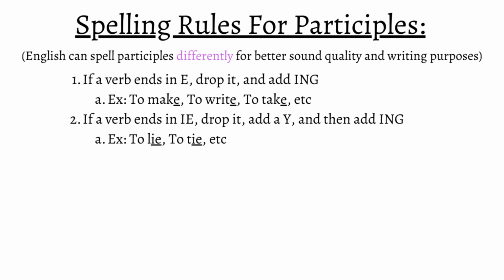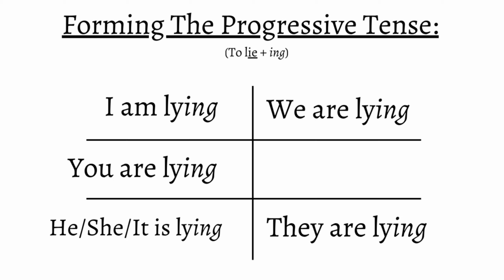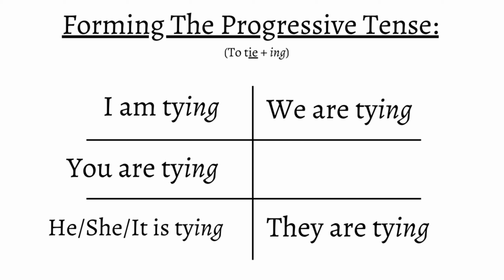If a verb ends in ie, we also drop it, but then add a y, and then ing, like in the verb to lie. I am lying. You are lying. He, she, it is lying. We are lying, and they are lying. Another verb is to tie. I am tying. You are tying. He, she, it is tying. We are tying, and they are tying.